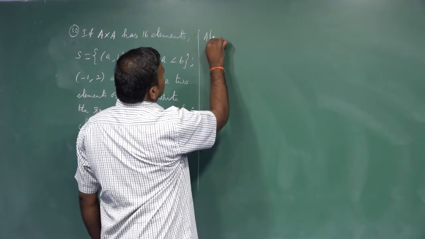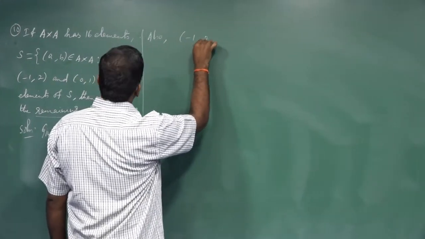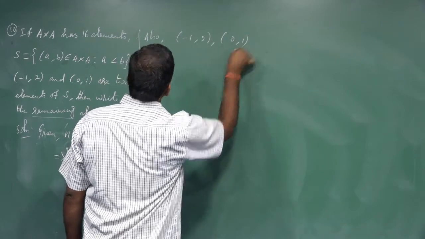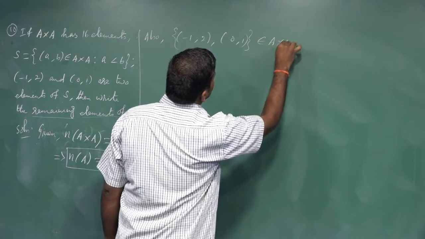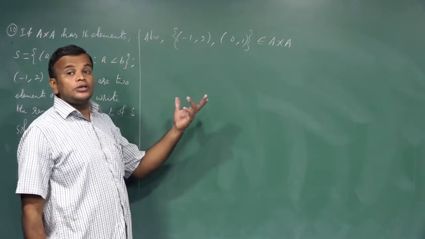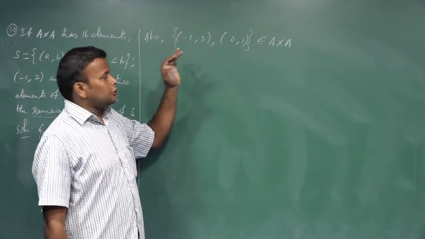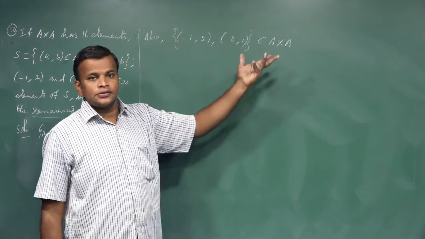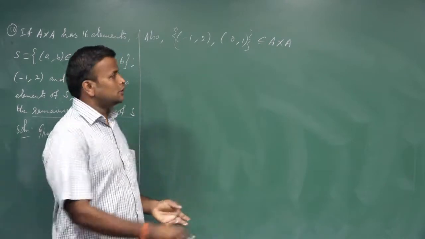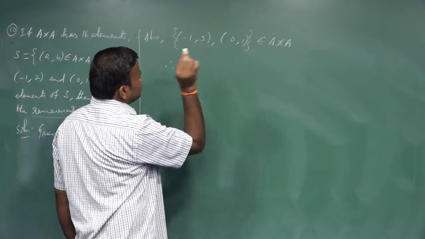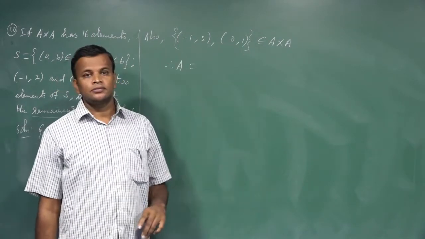Also, 2 elements of S are given, minus 1 comma 2 and 0 comma 1. These 2 elements also lie in A cross A, and also lie in S. Okay, in A cross A all values are there, and especially these 2 values also lie in S. But we will take these values first, of the Cartesian product of these 2 sets. Therefore, I come to the conclusion about the value of A.